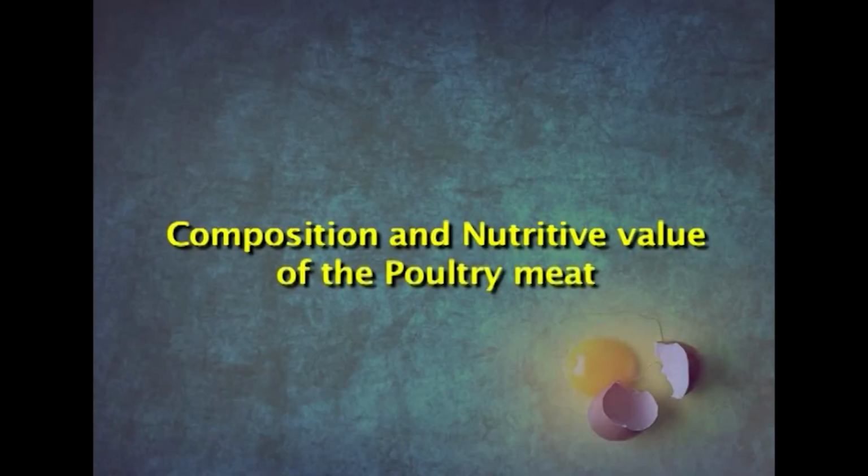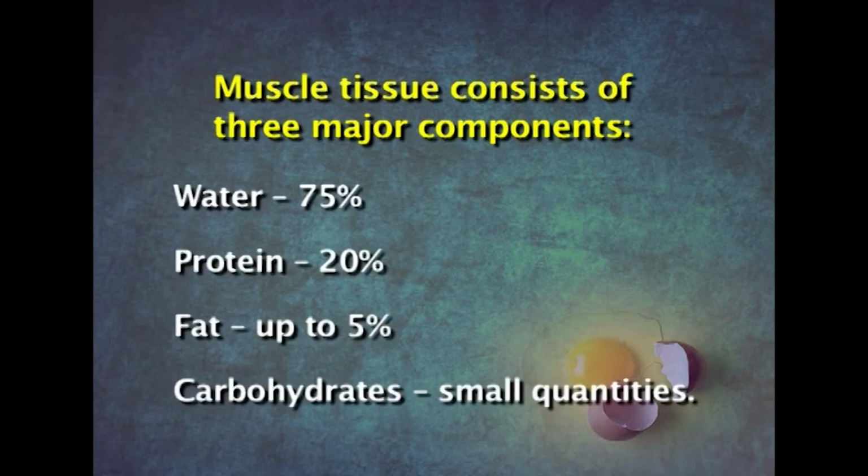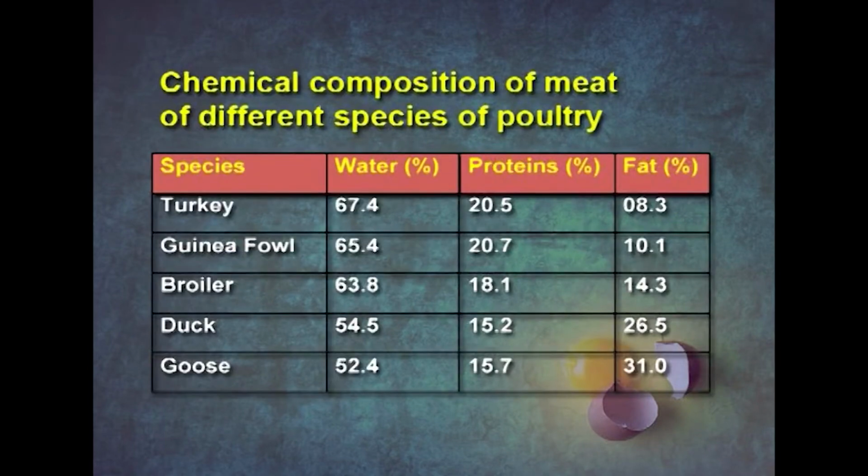Now, let us talk about the composition and nutritive value of the poultry meat. Muscle tissue consists of three major components: water 75%, protein 20% and fat only up to 5%, and carbohydrates in very small quantities. I have given you a tabular column which talks about the chemical composition of meat of different species of poultry. As you can see, turkey meat happens to be one of the healthiest because of less fat content, and the ones which have more fat are the geese and the duck.